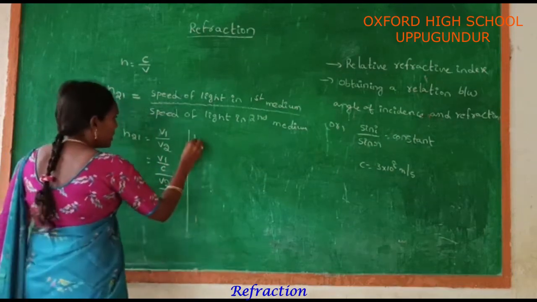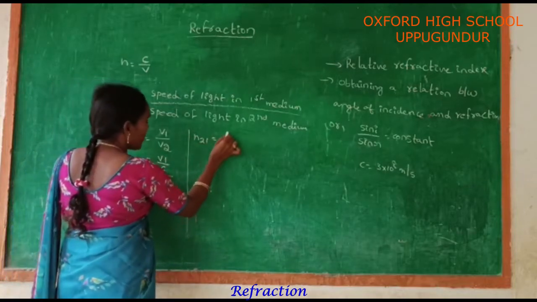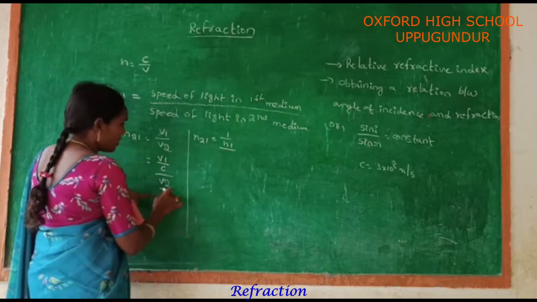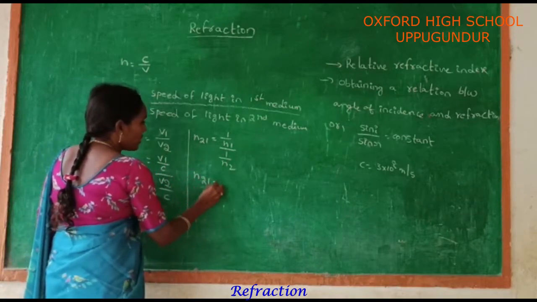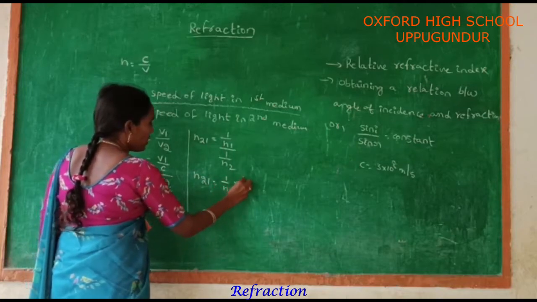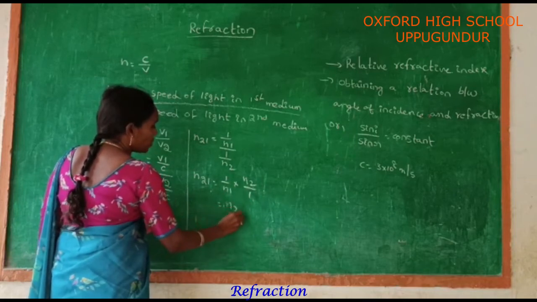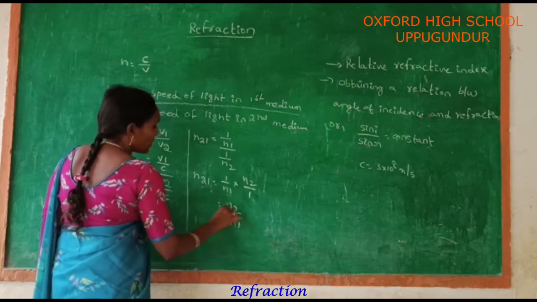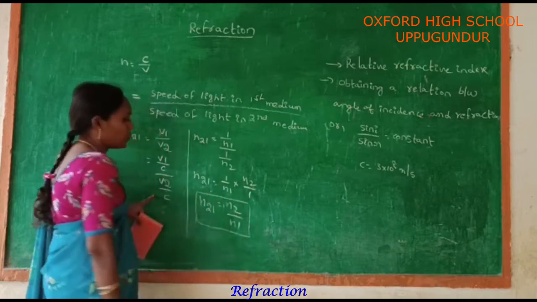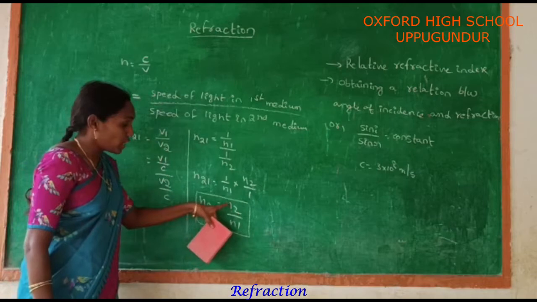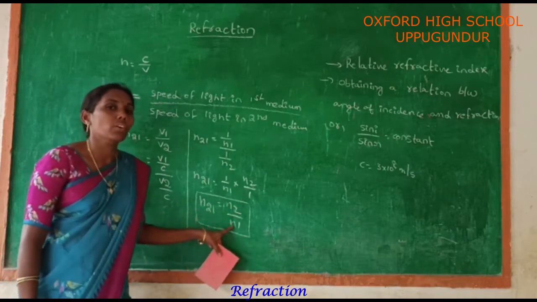Here n21 is equal to, v1 by c should be written as 1 by n1 and v2 by c should be written as 1 by n2. This should be written as n21 is equal to 1 by n1 into n2 by 1. 1 into n2 is equal to n2, n1 into 1 is equal to n1. Here the relative refractive index n21 is the ratio of refractive index of second medium to the refractive index of first medium.